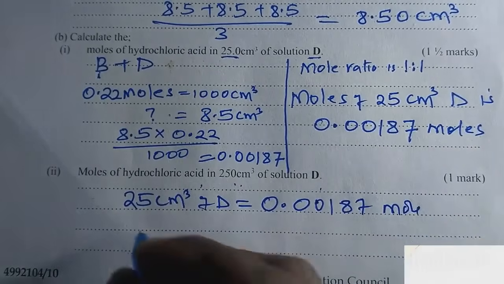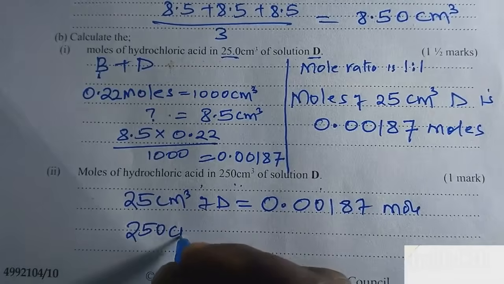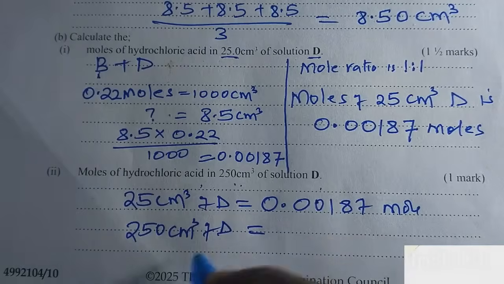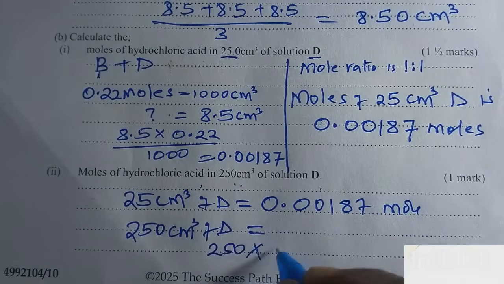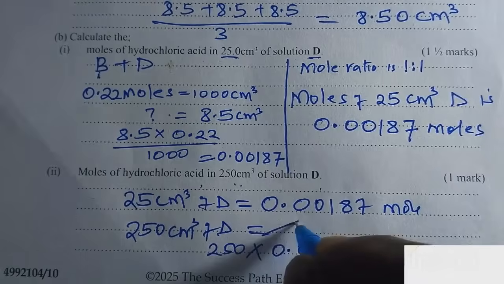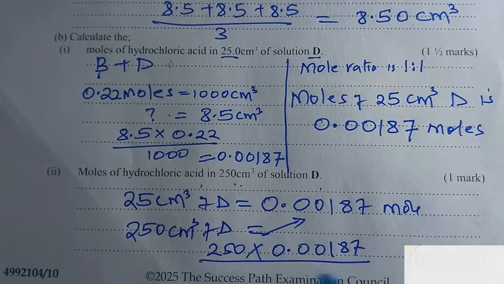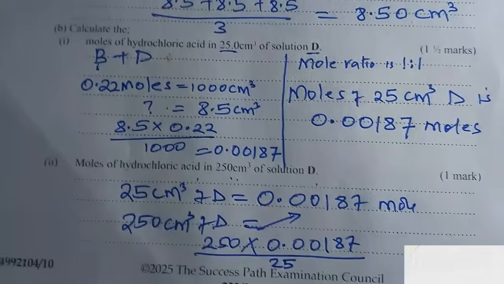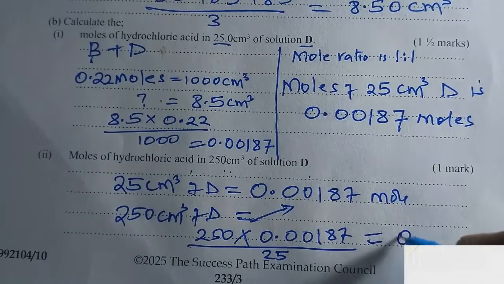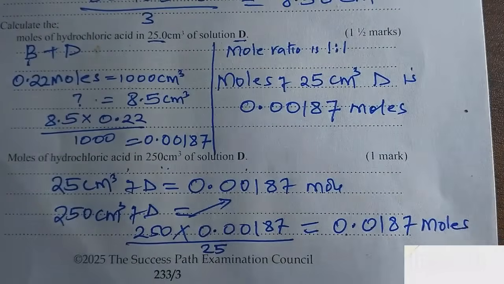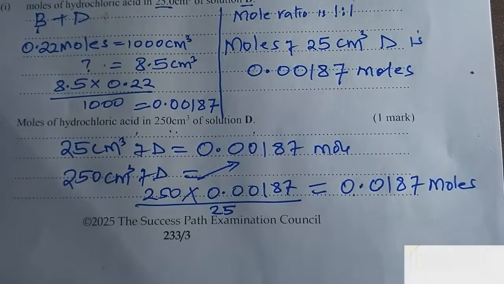250 cm³ of the same D will contain 250 times 0.00187 divided by 25. You do cross multiplication this way. And this will give us 0.0187 moles. So this is the number of moles in 250 cm³.